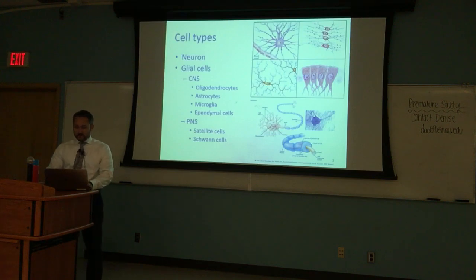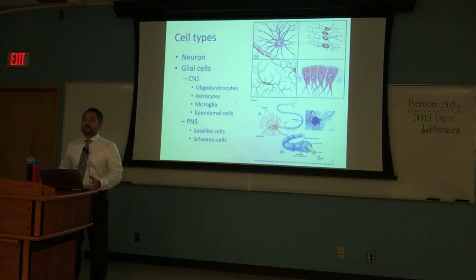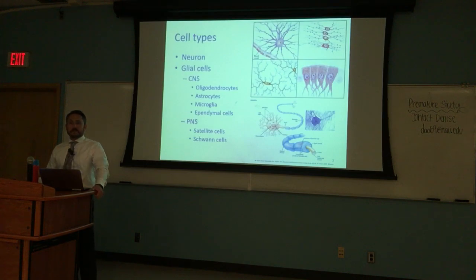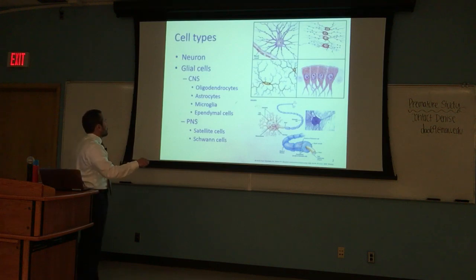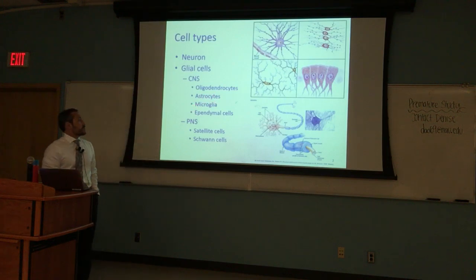We have far more supporting cells. They outnumber the neurons about 10 to 1 in the central nervous system. So we've got glial cells. And glial cells are accessory cells. They're also referred to as neuroglial cells. They're the other cell type. In the central nervous system, we have 4 types that we've characterized: oligodendrocytes, astrocytes, microglial cells, and ependymal cells. And there are some pictures on the screen of each one of these.